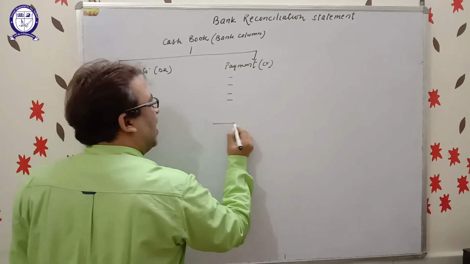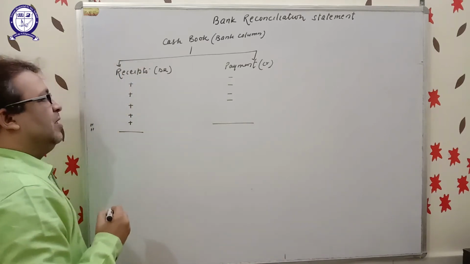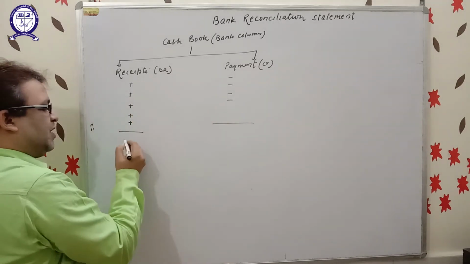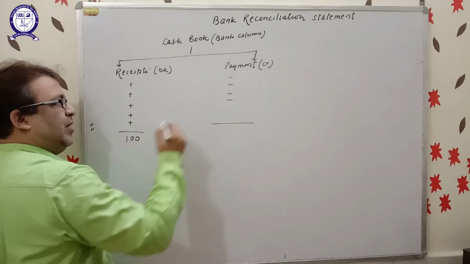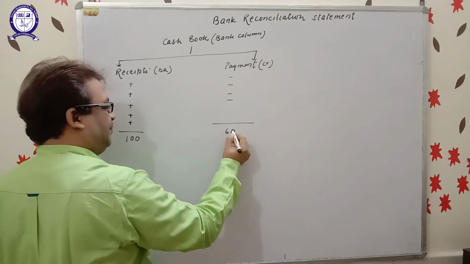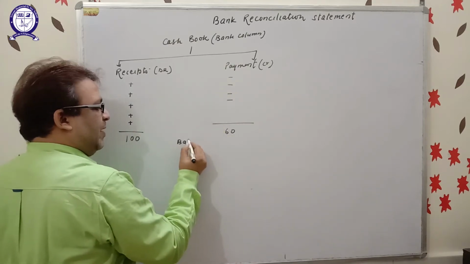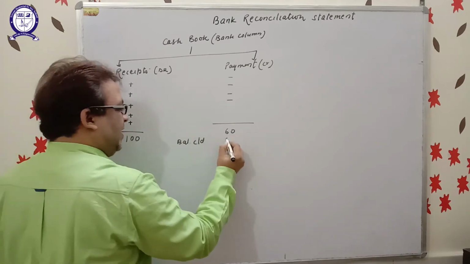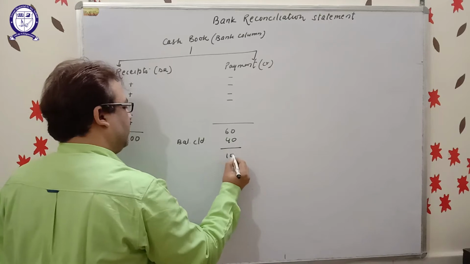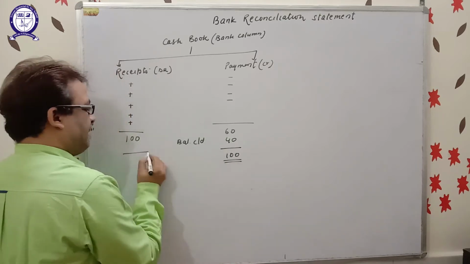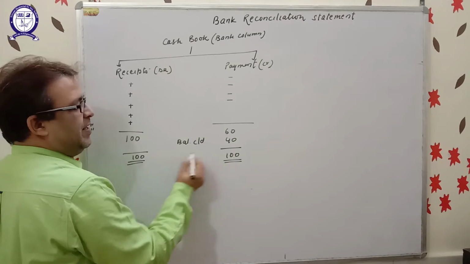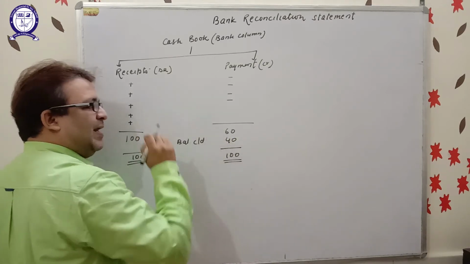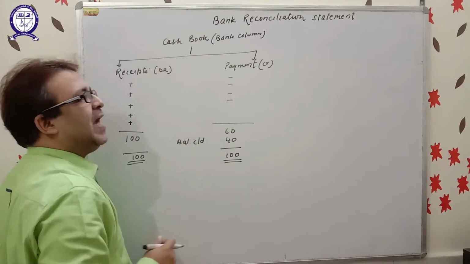At the end of the month, we total both the sides. Suppose the total of the receipt side is 100 and the total of the payment side is 60. At the end of the month, we calculate the balance: 100 minus 60, 40. That means our bank balance is 40 according to our cash book.